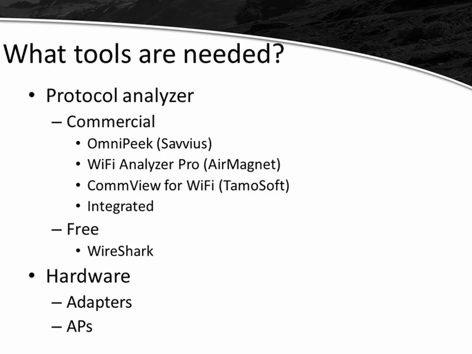So commercial, we have really three major software competitors that we see most commonly used. And that is Savius, AirMagnet, and Tamosoft. And Savius used to be Wild Packets, but it's still OmniPeak, and then Wi-Fi Analyzer Pro and ComView for Wi-Fi. Now, I'm not going to give you the ins and outs of every one of these protocol analyzers today. We just don't have the time to get into each one of them. But I will tell you that they have different feature sets. And so OmniPeak is not Wi-Fi Analyzer Pro. Wi-Fi Analyzer Pro is not ComView for Wi-Fi, and ComView for Wi-Fi is not OmniPeak. They are very different tools.